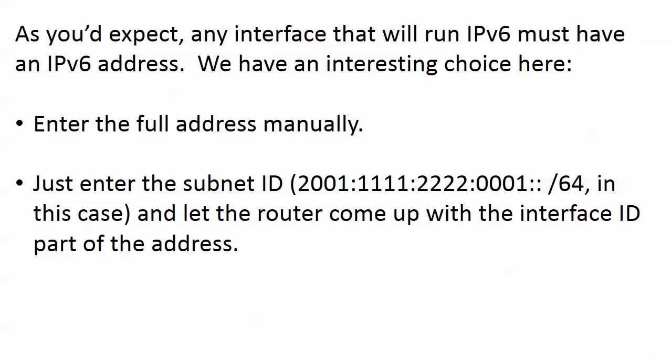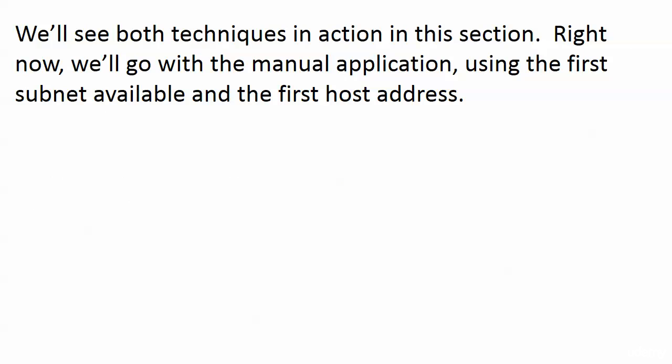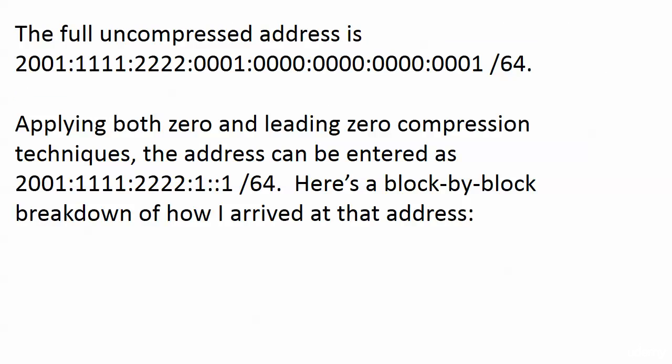Well, which way we go here would depend on whether you have a strict numbering situation with your host where your company says, okay, the naming convention is you start with host 1 and then host 2 and host 3 and so forth, or you're just going to let the router come up with it. We're going to see both techniques in action. We're going to go with both of them. And what we'll do at the beginning of the next video is start the manual application of the address using the first subnet available and the first host address. And you see the address here on the screen. We will pick up right here when we come back.